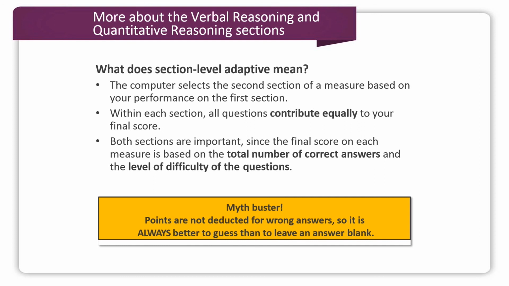Your final score on each of these measures is based on the number of questions you answer correctly and the difficulty of the questions. Test takers often ask if points are deducted for wrong answers. Well, the fact is that points are not deducted for wrong answers, so it's always better to guess than to leave an answer blank.